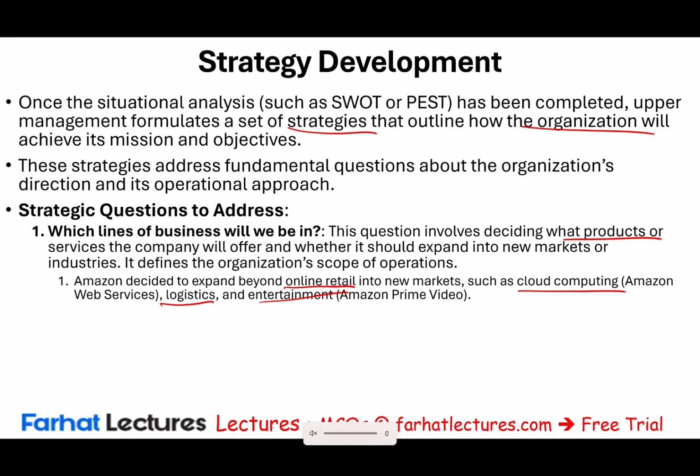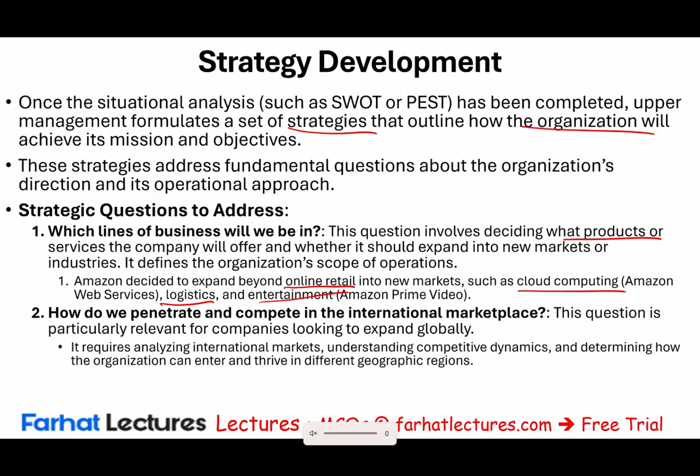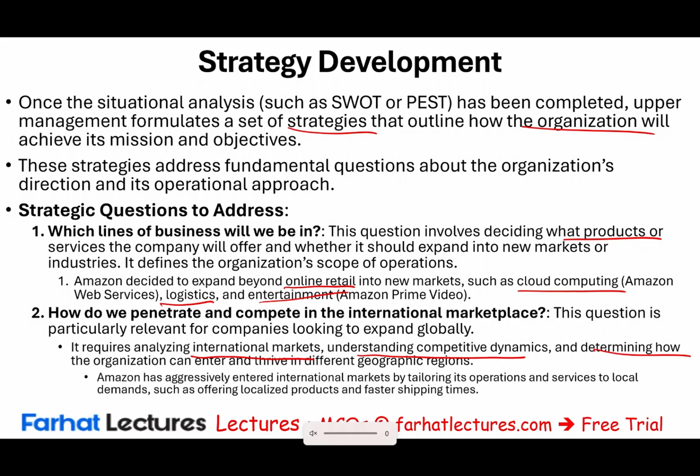Well, we have to sit down based on the SWOT and PEST analysis, and based on our mission, we need to answer that question. How do we penetrate and compete in the international marketplace? If we want to expand globally, how do we do that? It requires analyzing the international market, putting specific steps in place, understanding competitive dynamics, and determining how the organization can enter and thrive in different geographical areas. So Amazon has aggressively entered international markets by tailoring its operations and services to local demand, especially in India, such as offering localized products and faster shipping times.